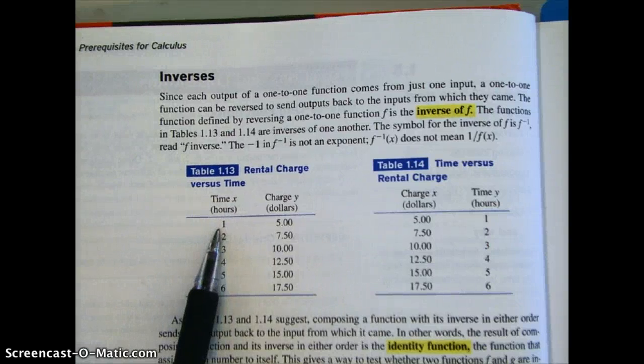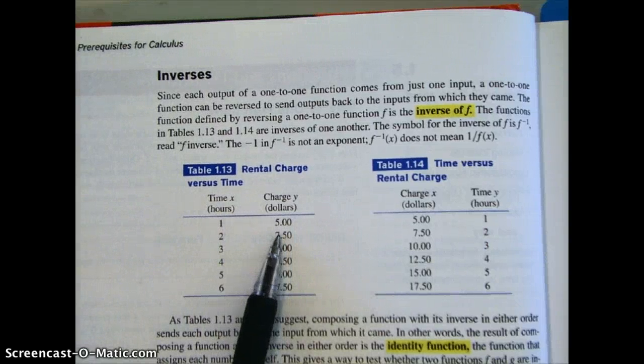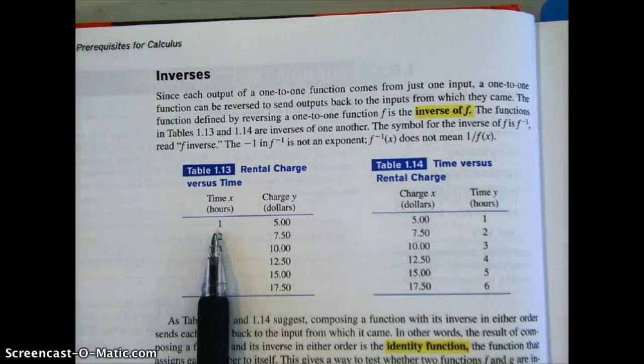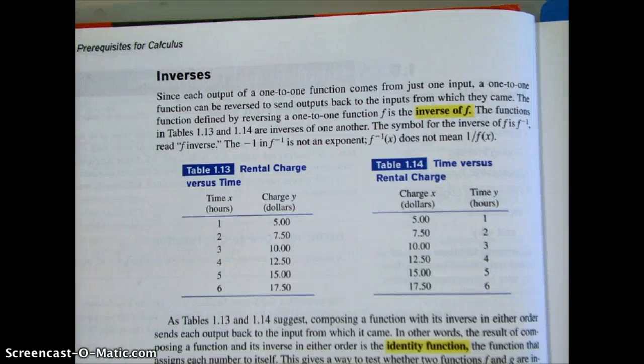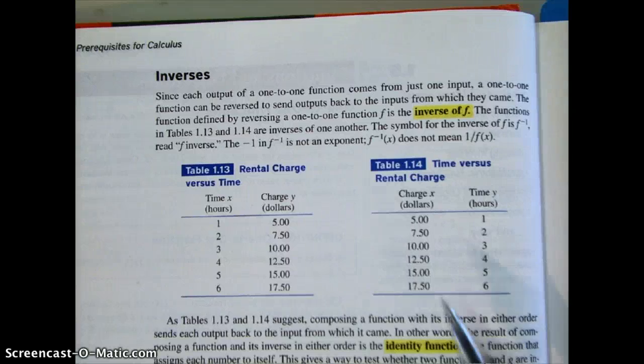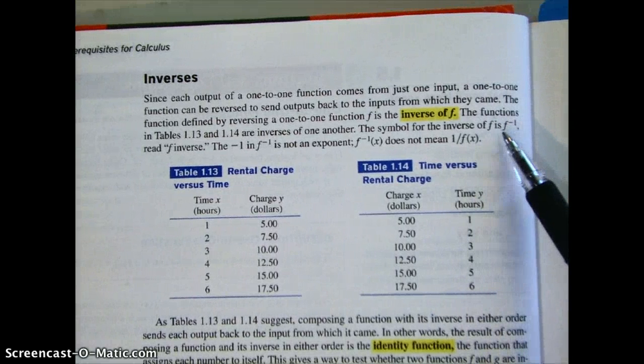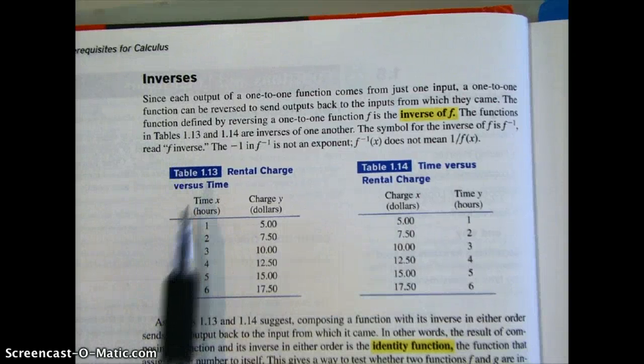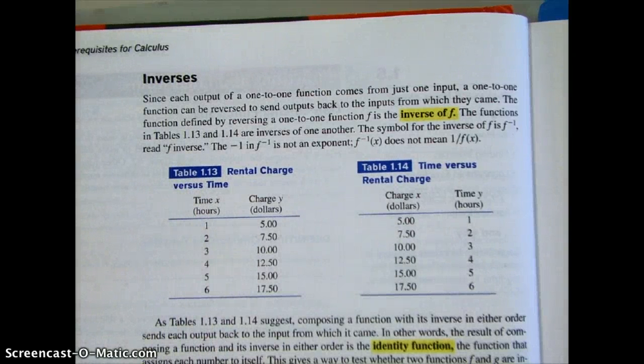because the input of this leads to an output, and that output is an input in the next function, which sends the input back to the input of the original function. The symbol for the inverse of f is f to the -1 power. It's read f inverse. We don't say to the power. In fact, it's not really an exponent.